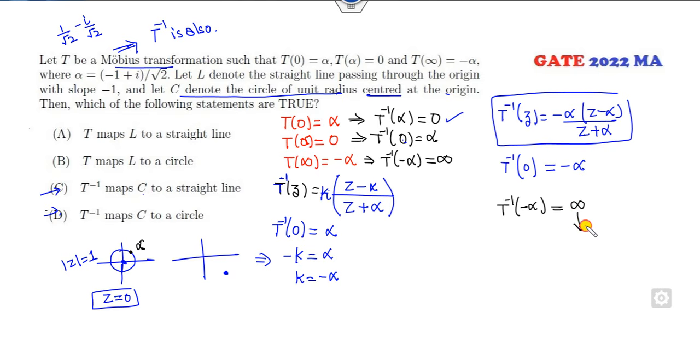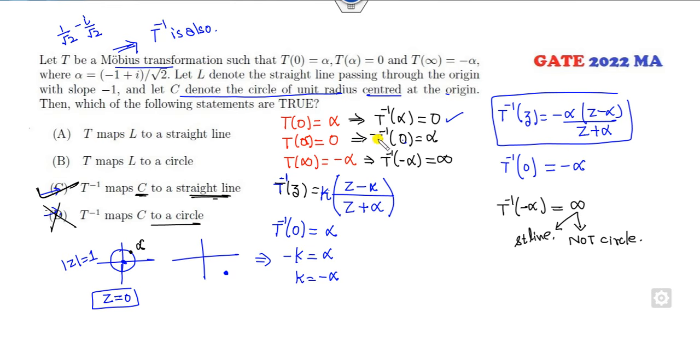Now once it's infinity, it means it is not a circle. Fine. It means it is a straight line. So T inverse maps C to a straight line is the right answer. T maps circle is the wrong option.